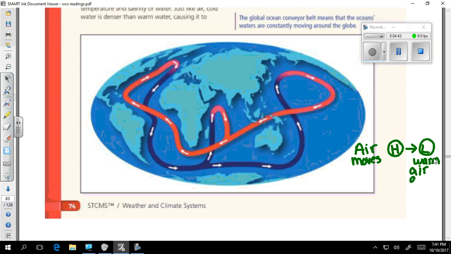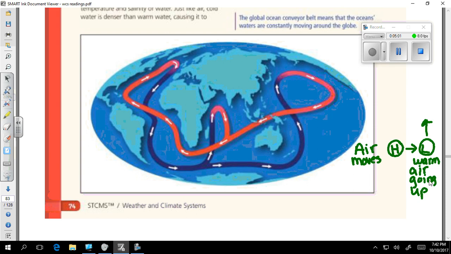It's going up. Okay, the low pressure is not putting a lot of pressure on the ground. It's low pressure. The air is going up. Okay?